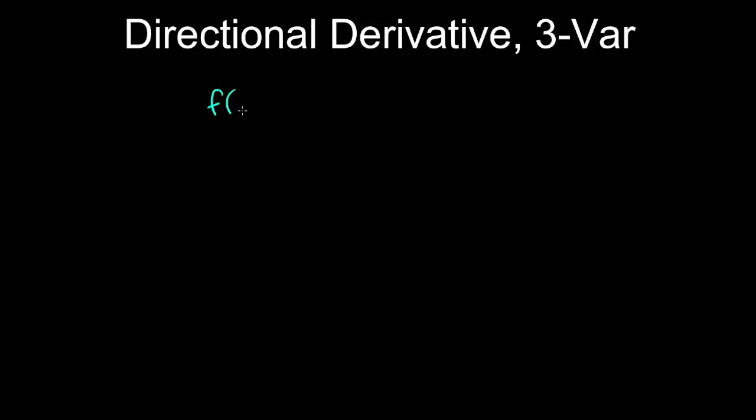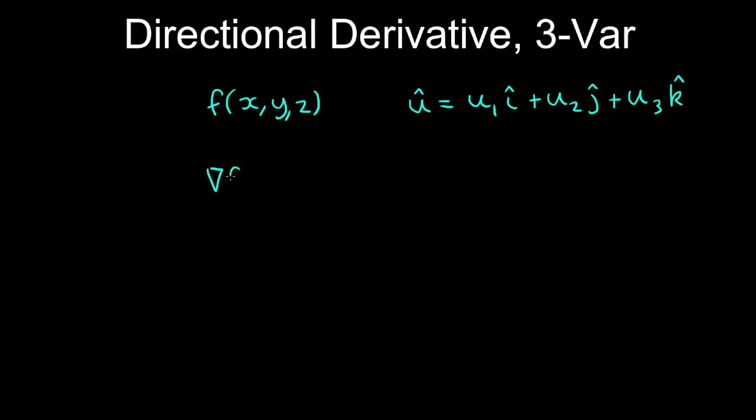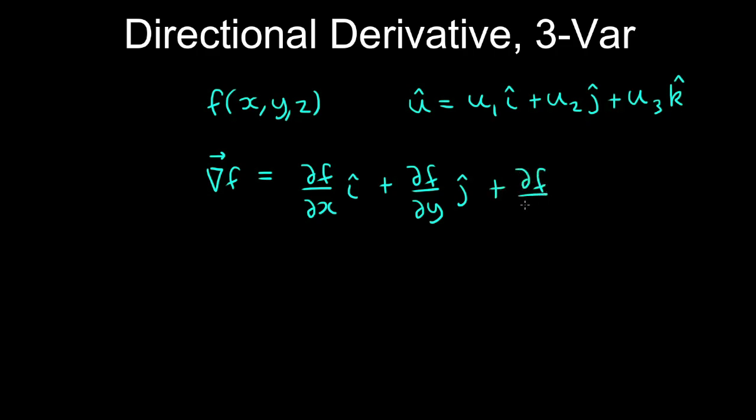If we have a differentiable function of 3 variables, being x, y, and z, and the unit vector in 3D space, which has an x component of u1, a y component of u2, and a z component of u3, the gradient of f is also extended to 3 space. So we have the partial derivative of f with respect to x in the x direction, plus the partial derivative with respect to y in the y direction, and we add a partial derivative in the z direction.